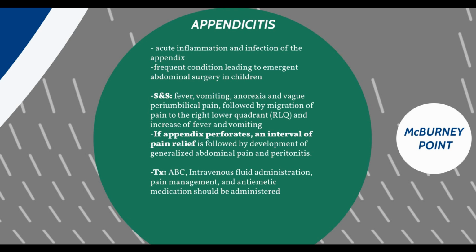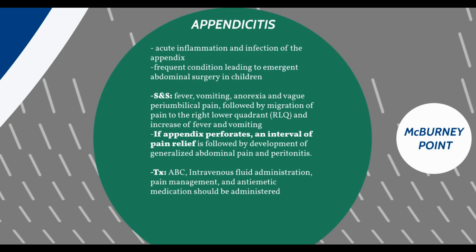Appendicitis is acute inflammation and infection of the appendix. It's a condition that frequently leads to emergent abdominal surgery in children. But as we talked about in the last discussion over intussusception, it comes second to that, in children under the age of 5. Signs and symptoms include fever, vomiting, anorexia, and a vague periumbilical pain.